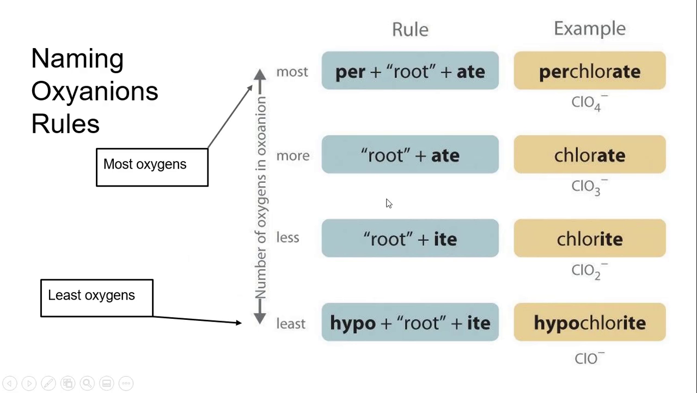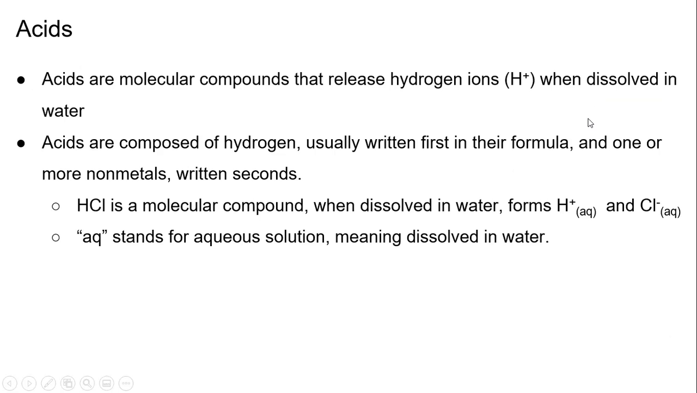And then here is just some rules, exactly what I just went over. The least oxygens has the hypo, the root name, and ite. The most has per, the root name, and ate. And you can see exactly what I went over on the previous page. So that's the oxyanions. Now we're going to cover acids, which are also going to bring the oxyanions back in.